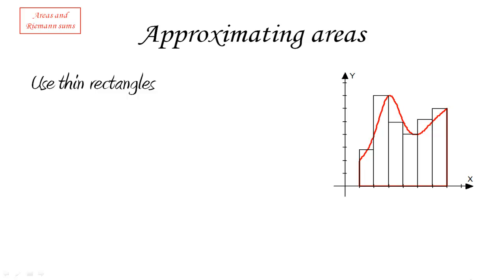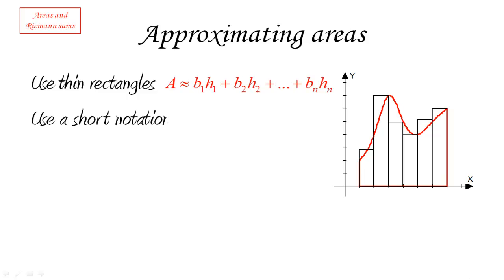And I'm just drawing some of these rectangles. You can draw as many as you want. Then the area of the region I'm looking for is approximately equal to the sum of the areas of those rectangles, each of which is made up of a base and a height. So for the first rectangle it's B1H1, the second one is B2H2, etc. You're going to end up with the sum of all of those. If we want to use the short sigma notation, we can write the area is approximately equal to the sum from 1 to n of BiHi.